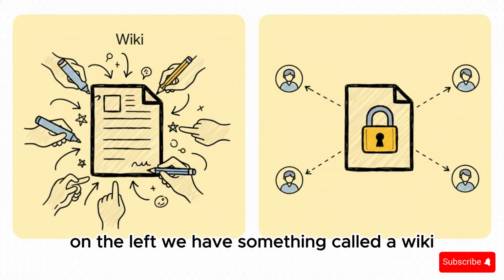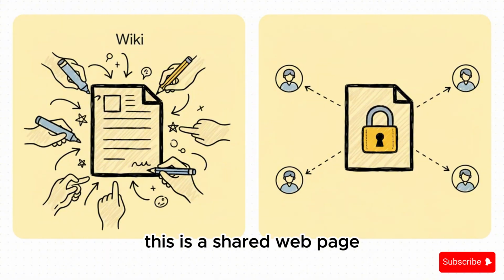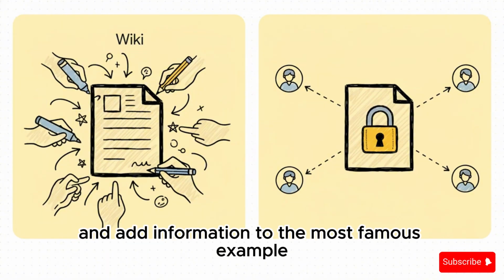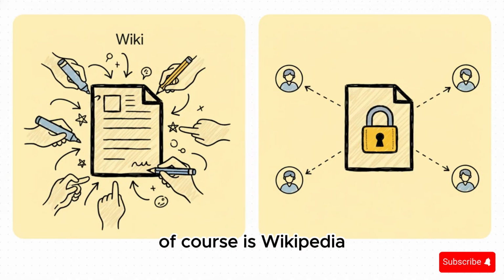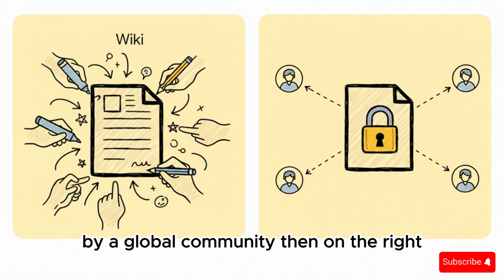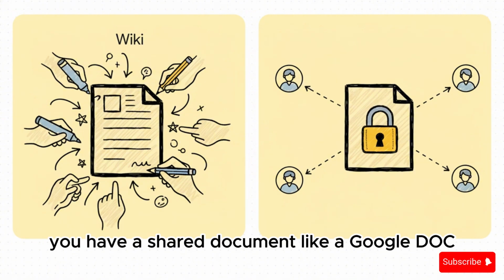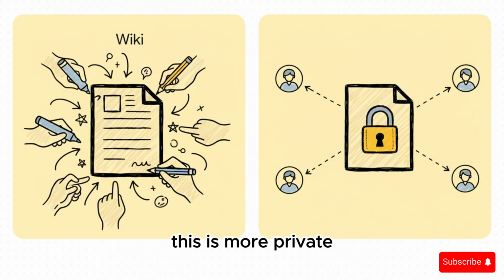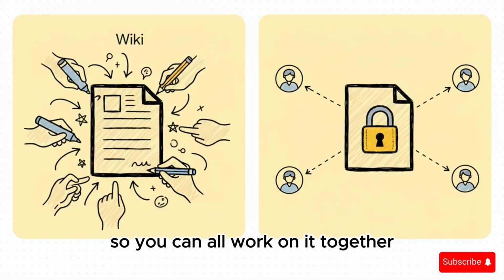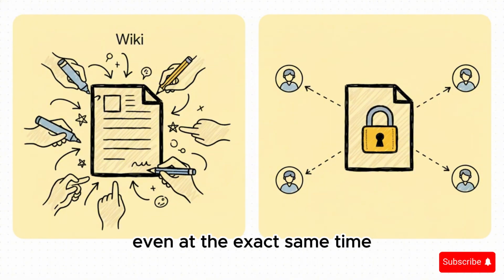On the left, we have something called a wiki. This is a shared web page that a whole group of people can edit and add information to. The most famous example, of course, is Wikipedia. It's just amazing because it allows knowledge to be built by a global community. Then on the right, you have a shared document, like a Google Doc. This is more private. It's a single file that you share with specific people so you can all work on it together, even at the exact same time.